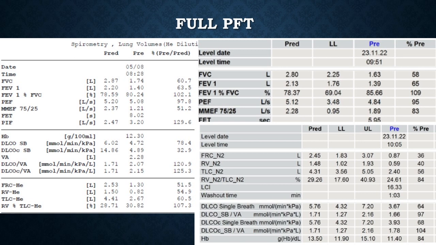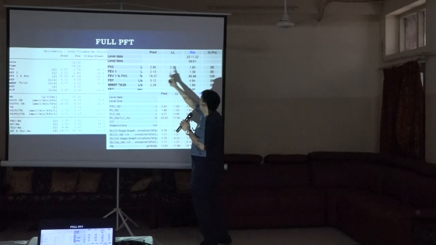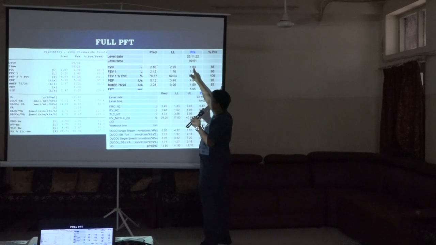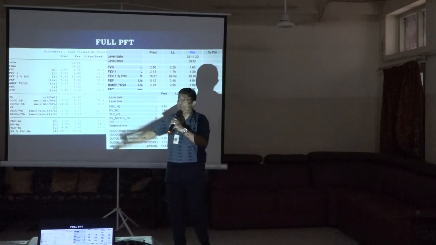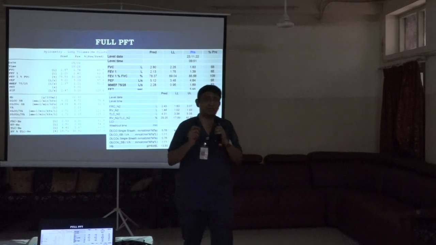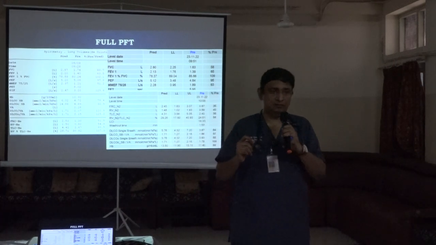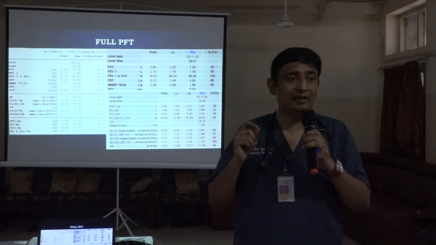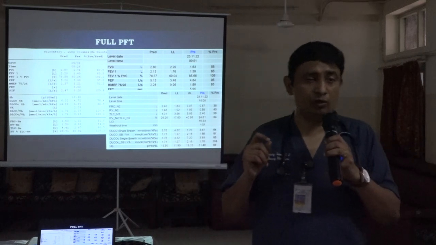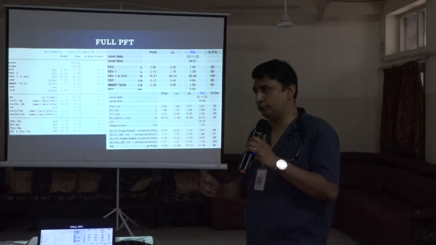So here, if you look at a relative decline, that's 1.74. It has become 1.63. So it is 1.74 minus 1.63 divided by 1.74 that will give you the percentage drop in FEC. So a FEC drop of more than 10% is called a significant relative decline in FEC.